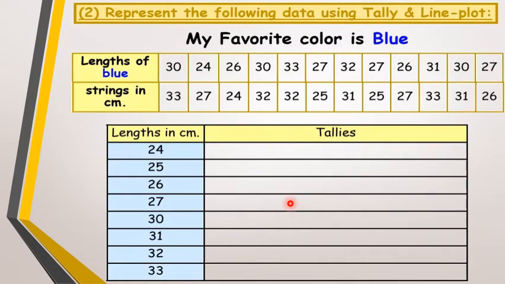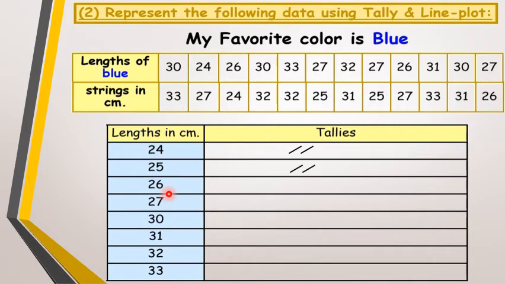Here I want to use the tally to represent these lengths. So the first length I have is 24. I will search how many 24s I have. There is one and there is another, and nothing else, so I will make two tallies, two lines like this. After this I have 25. Let's search for 25. I have here 1 and 2, so I will make two tallies like this.